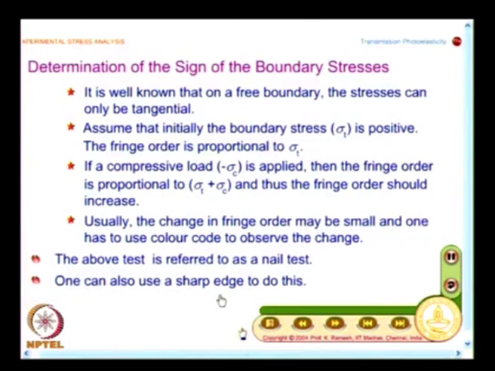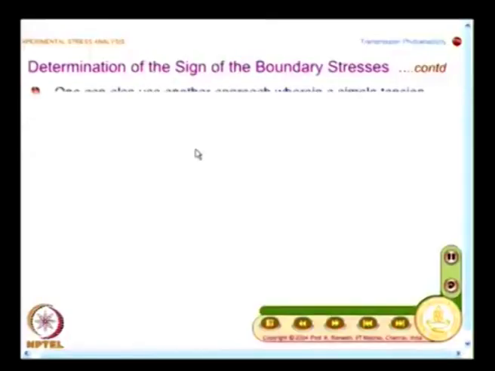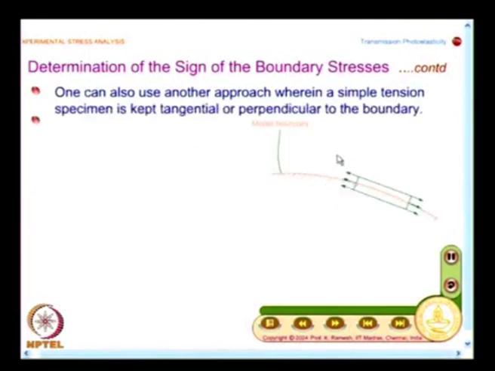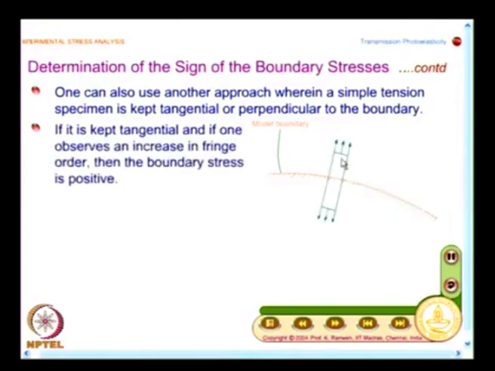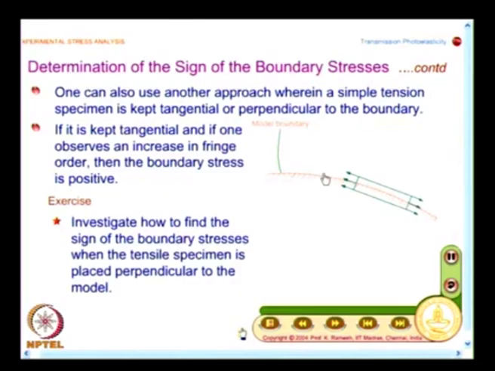But we can also think of other ways to do it. Once you understand the principle, we have already seen what a Babinet-Soleil compensator is. We put a compensator after the model and added or subtracted compensation. In a similar fashion, I can use an external member to assist in this kind of test, and that is what we will see now. I can even use a simple tension specimen. I can take a specimen subjected to tension and keep it either tangential to the boundary or perpendicular to the boundary. So, I can adopt another approach wherein a simple tension specimen is kept tangential or perpendicular to the boundary.